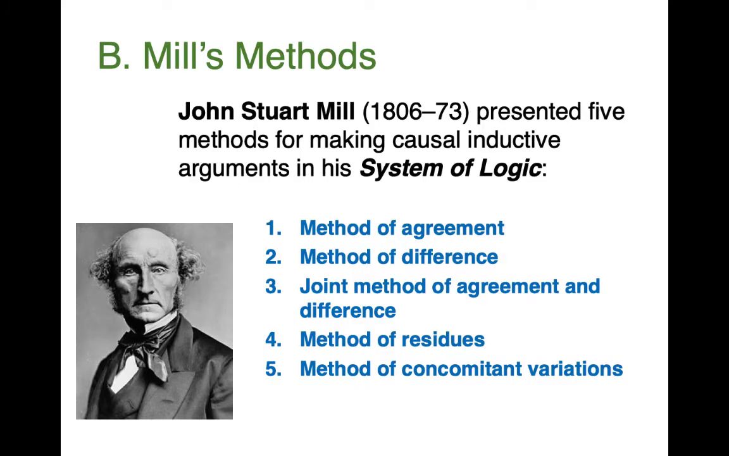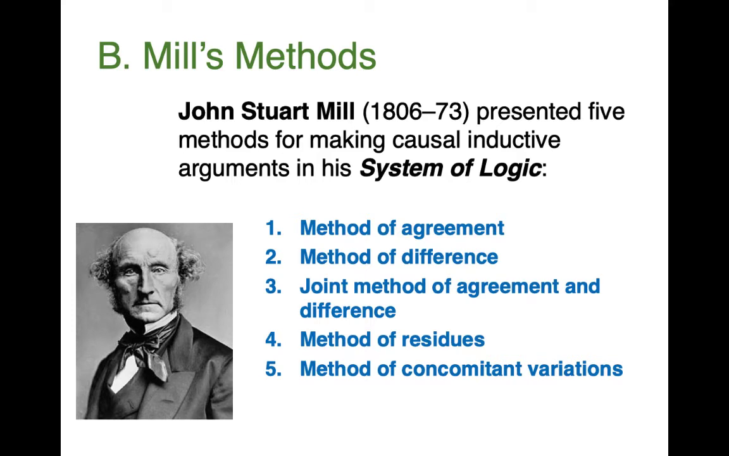All right, I want to talk now about Mill's methods. So here's John Stuart Mill. He presented several methods, here are 5, for making causal inductive arguments in his system of logic. Recall that an inductive argument is one whose conclusion is only at best probably true, so we don't criticize such arguments by saying that their conclusion isn't necessarily true. That's a deductive argument. And we have to realize that any time we say that something causes something else, it's only ever probable, it's only ever an inductive argument.